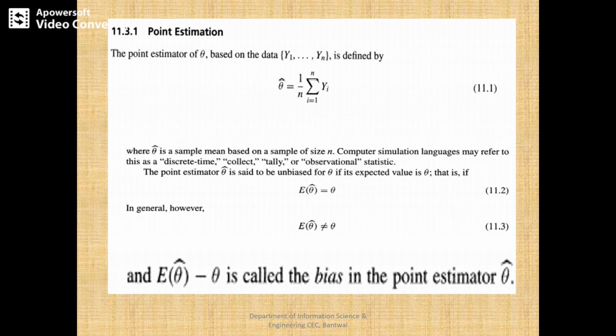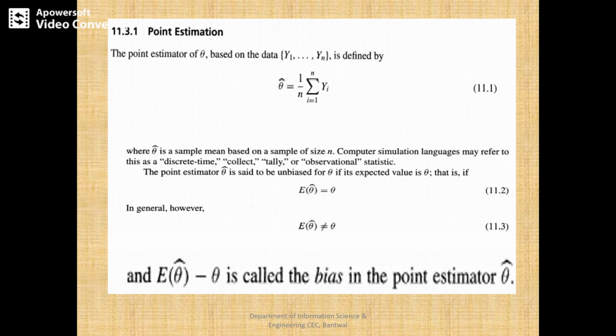The simulation output data are Y1, Y2, Y3, up to Yn. Similarly, we refer to estimating theta such that the output is discrete time data. So here, for the absolute measure of performance and its estimation, there are two types. The first is point estimation, so we should start with point estimation.